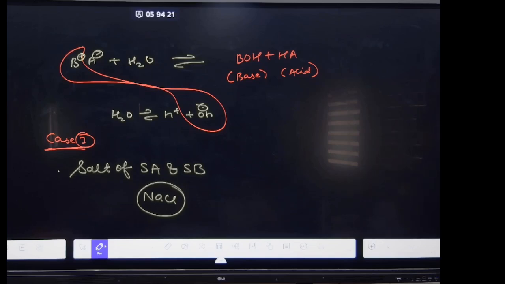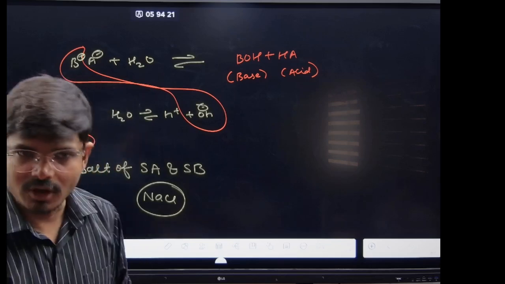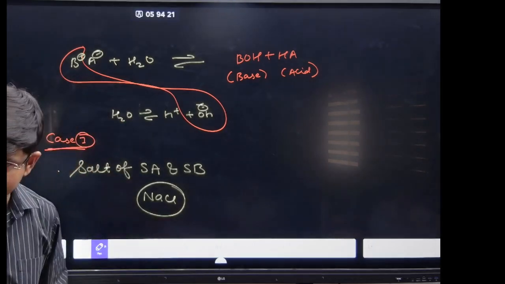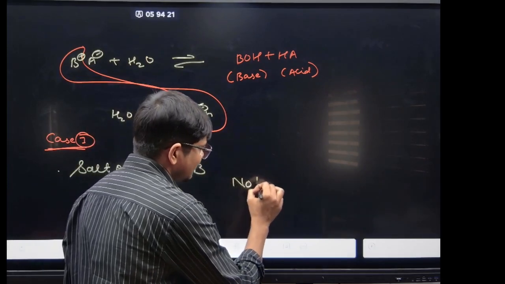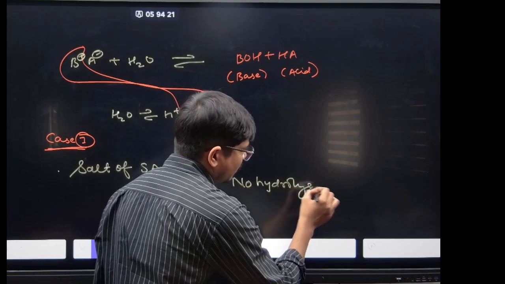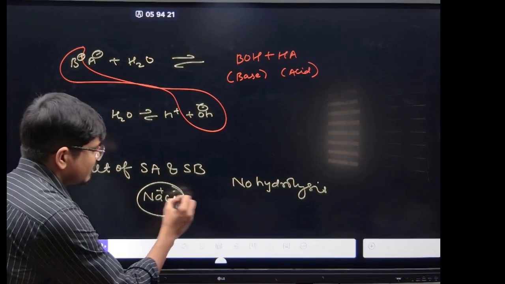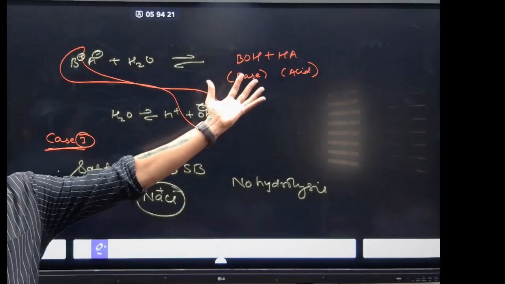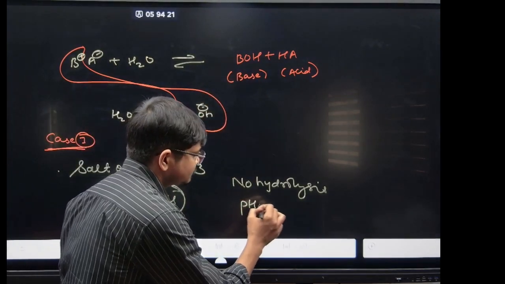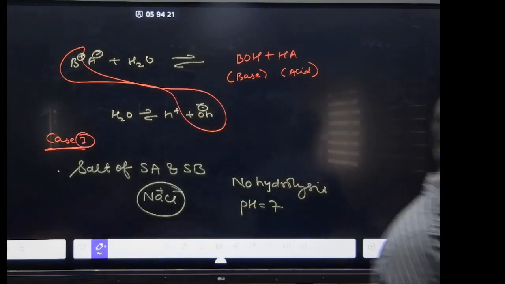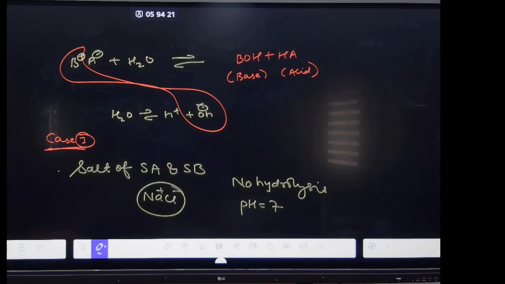Salt of the strong acid and the strong base, right? See, NaCl you am talking about, right? So see, NaCl is the salt of the strong base and the strong acid one, right? So in this case, there will be no hydrolysis. Got it? So neither Na+ will undergo hydrolysis, nor Cl- will undergo hydrolysis. If they do not undergo hydrolysis, it means that pH will be equal to what? 7. pH is equal to 7. Got it?